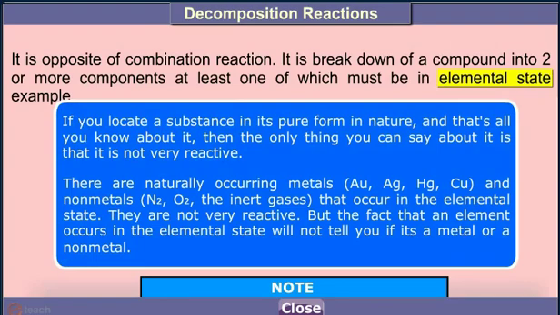Elemental state. If you locate a substance in its pure form in nature and that's all you know about it, then the only thing you can say about it is that it is not very reactive. There are naturally occurring metals Au, Ag, Hg, Cu and non-metals N2, O2, the inert gases, that occur in the elemental state. They are not very reactive, but the fact that an element occurs in the elemental state will not tell you if it's a metal or a non-metal.